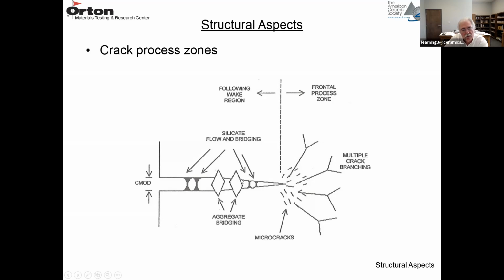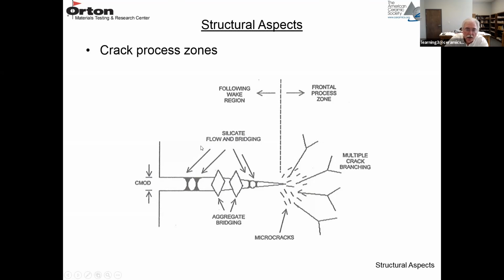In the wake region, the crack is growing, it's opening up. This is the surface of the sample. CMOD is the crack mouth opening displacement. It's the width of the crack. Here we have coarse aggregates bridging the crack. You can also put in fibers to bridge the crack. We also have, at high temperatures, some viscous silicate glasses bridging the crack.